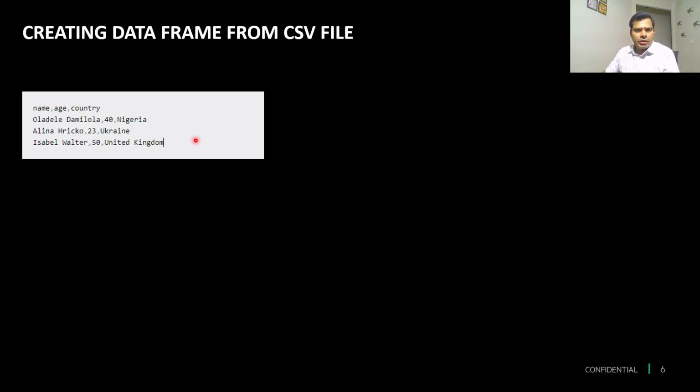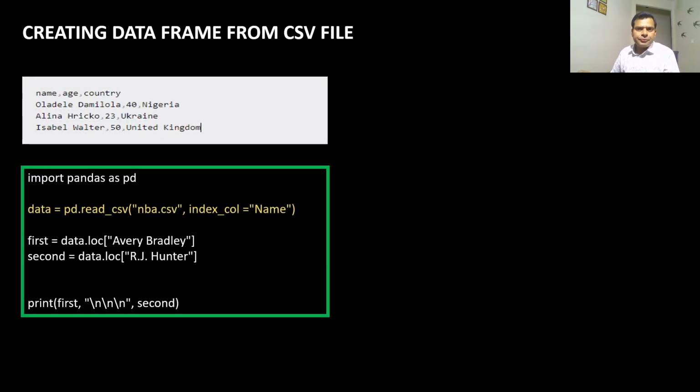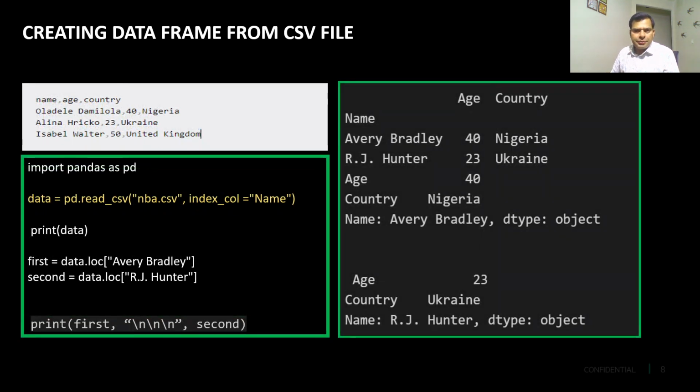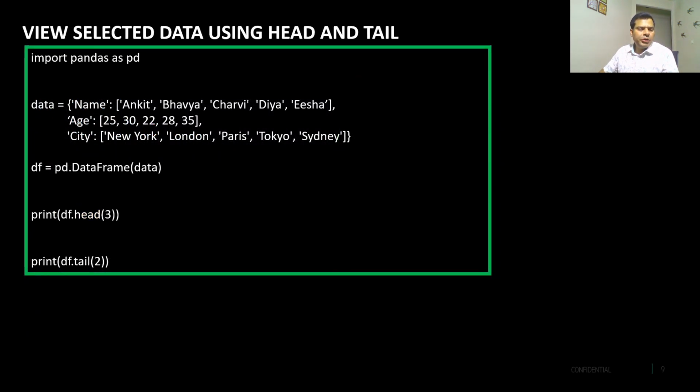The source could be CSV. In a CSV, the data will be comma separated. We can bring the data from CSV to pandas as well. What we need to do is call read_csv on the pandas object and pass the name of the CSV file. And then once we have the data in our hand, we can start exploring, maybe using loc to bring the Avery Bradley data, or the RJ Hunter data, or print the first and second rows. So let's see how it looks. We got the Avery data, we got the other data, or maybe we printed both.